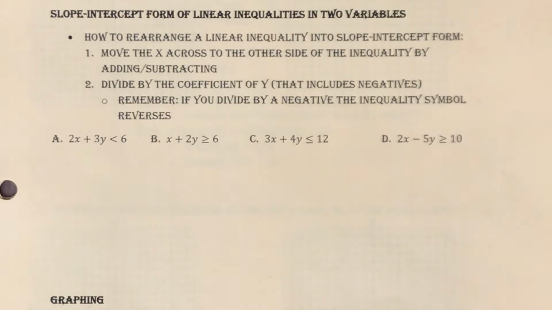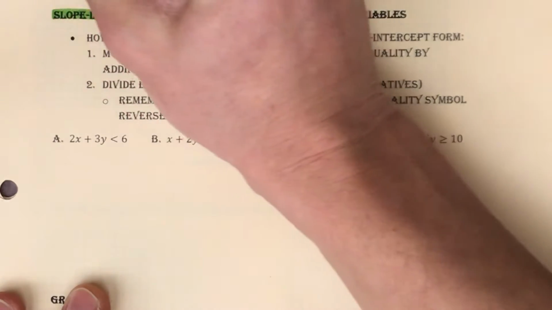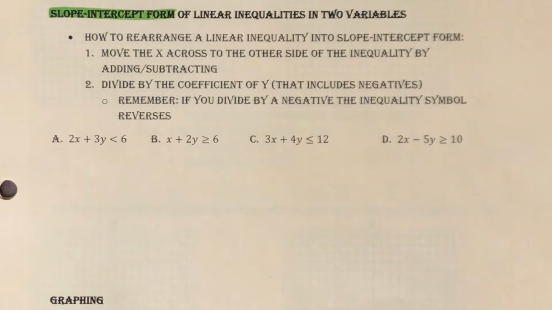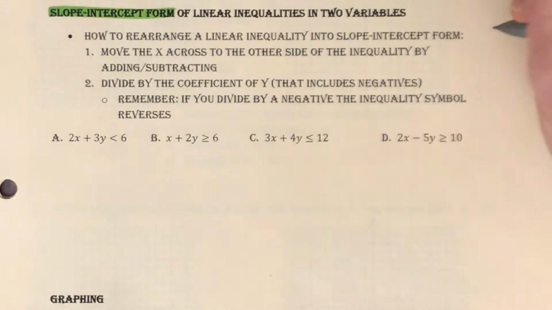So we're going to move on and talk about slope-intercept form of linear inequalities in two variables. Now if we just recall our information about slope-intercept form with linear equations, it was y equals mx plus b.